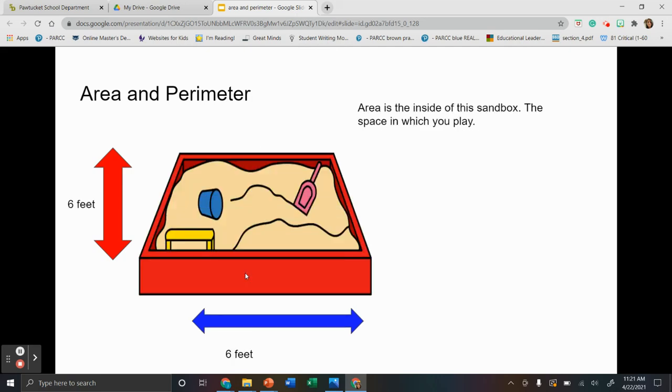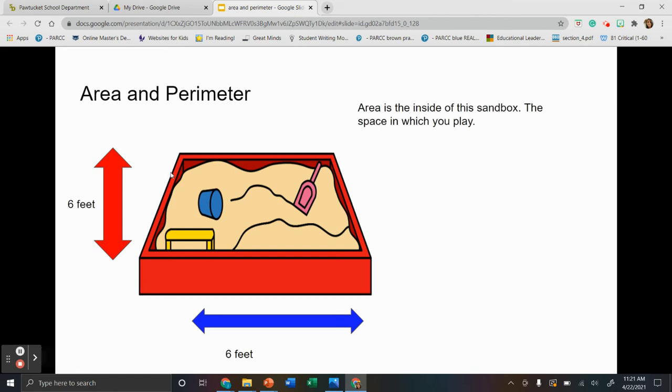All right, here's another example. So this is a sandbox. The area is the inside of the sandbox, the space in which you play. So to find the area, we'd want to know how much sand we want to put in there, so we might have to find the area for that. We're looking at our backyard. How much space do we want to take up in our backyard? So how big is the sandbox going to be? That would be the area.